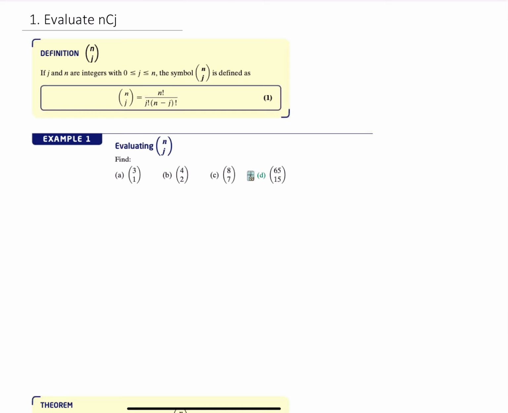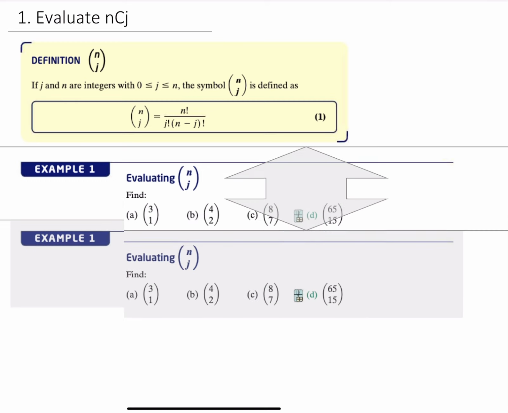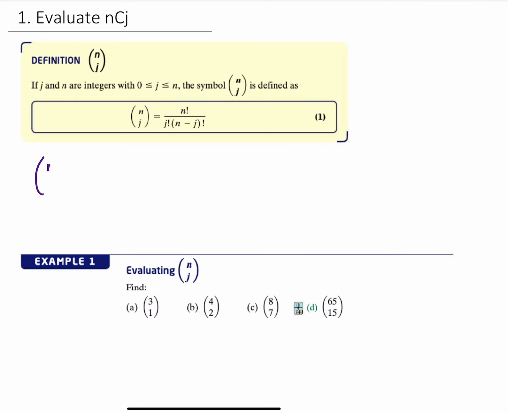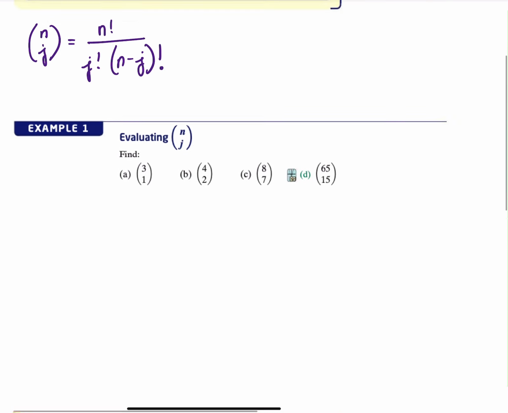So let's first start with this choose operation. And they use j instead of k, so I'll start using j just to go with their notation. So they say that, and I'll recopy it down here, n choose j is equal to n factorial over j factorial times n minus j factorial. So let's look at a few examples and practice evaluating this.